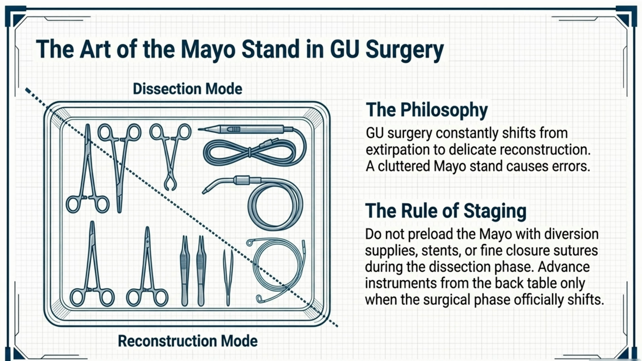You'll see here your Mayo stand for a GU. A lot of times you're just going to be using a back table instead of having a Mayo stand if it's a smaller cysto case.